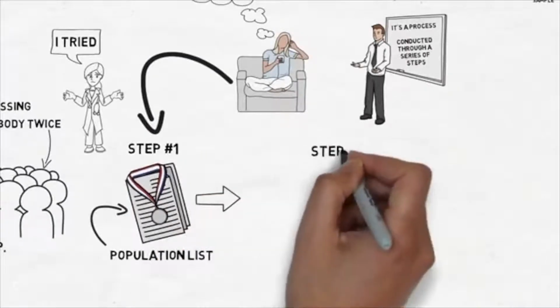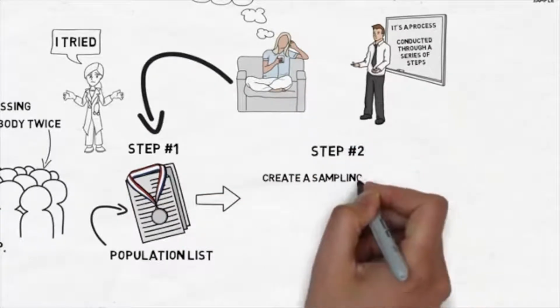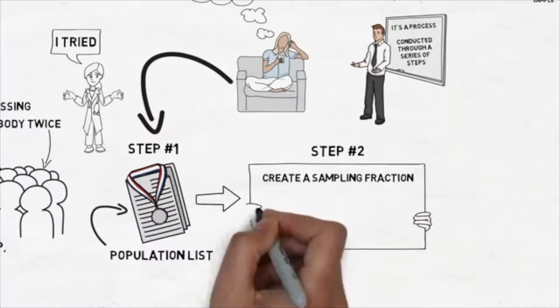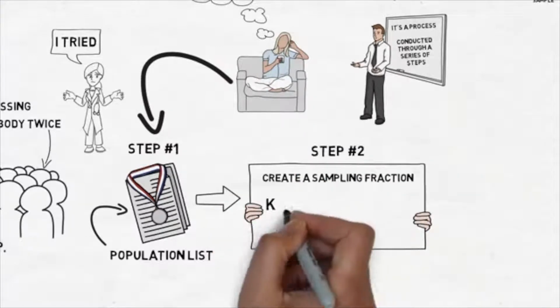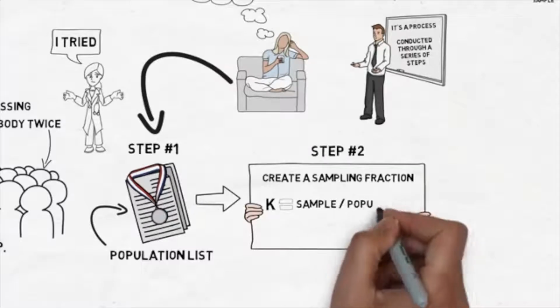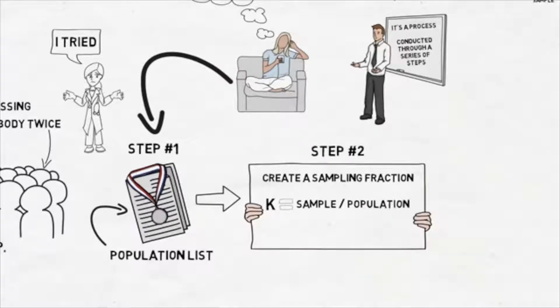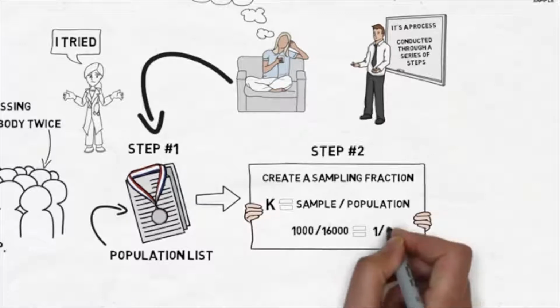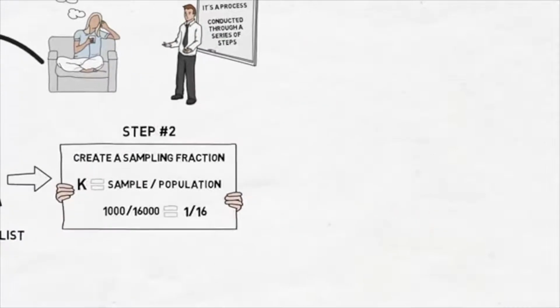Once we have our list, step 2 involves creating a sampling fraction. You may recall that the symbol for sampling fraction is k, and k is determined by taking the size of your sample and dividing it by the size of your population. So for example, if we had 1,000 people in our sample and we had 16,000 people in our population, k would be 1 over 16.